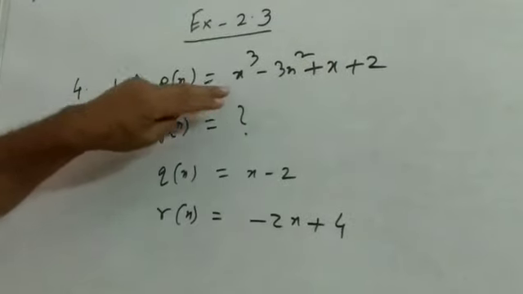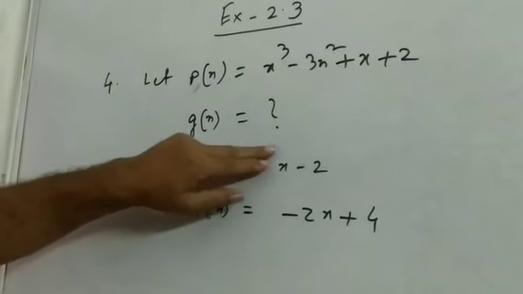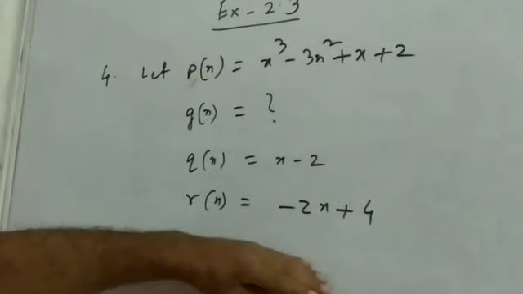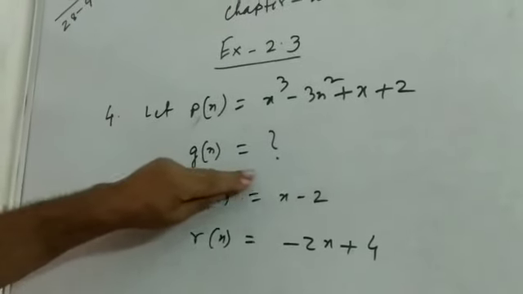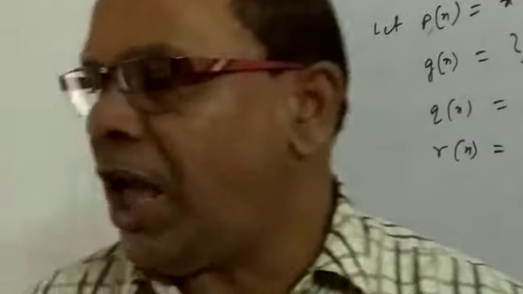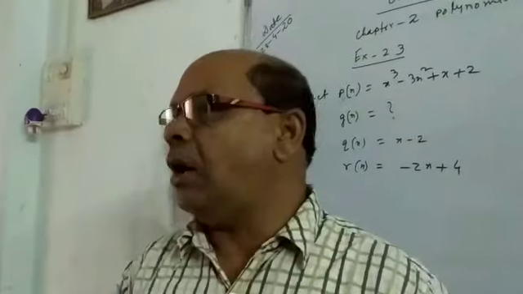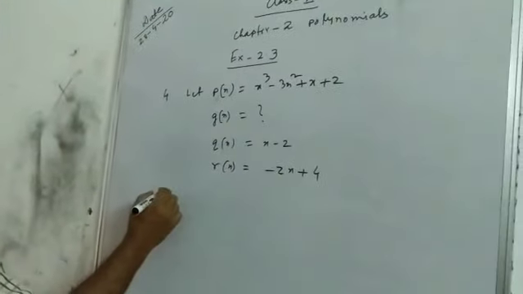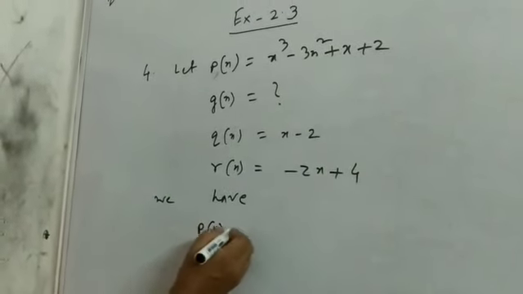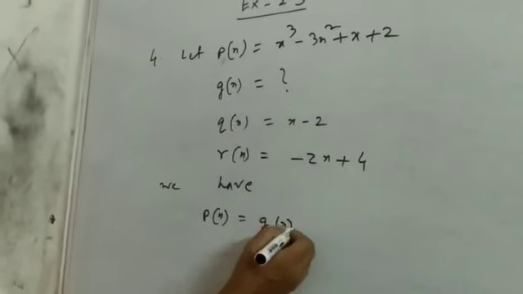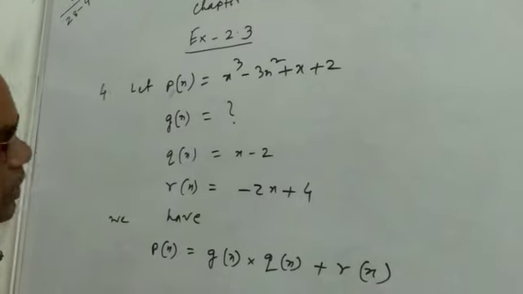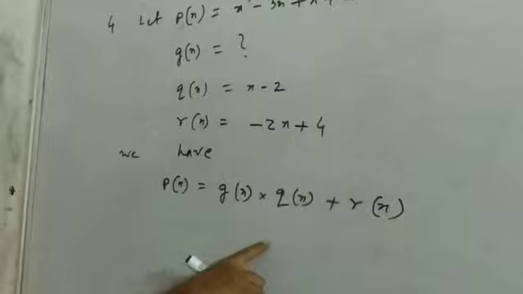Here p(x) is the dividend. If we compare, g(x) is called the divisor, q(x) is the quotient and r(x) is the remainder. By the statement these are given, then we have to find g(x), means the divisor we have to find. I have explained to you the division algorithm of polynomials. That relation now we will write. We know that p(x) is equal to g(x) into q(x) plus r(x). You know this line. This is called the division algorithm for polynomials.